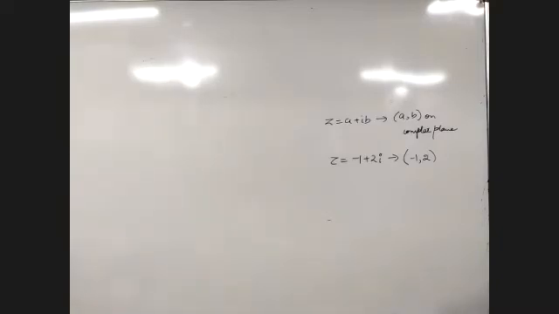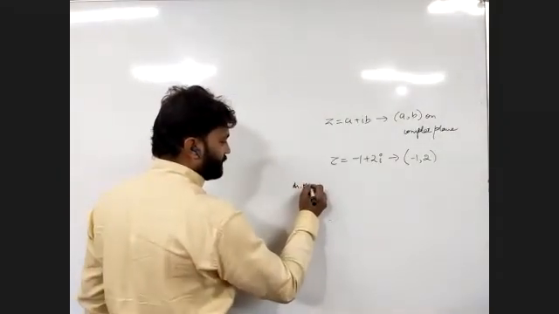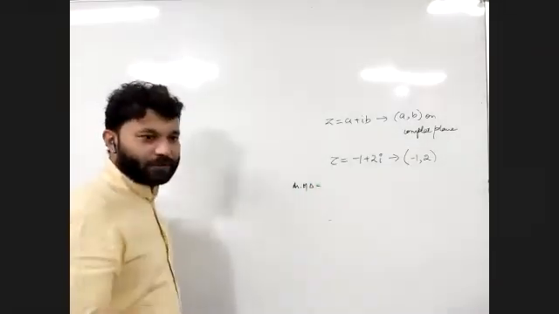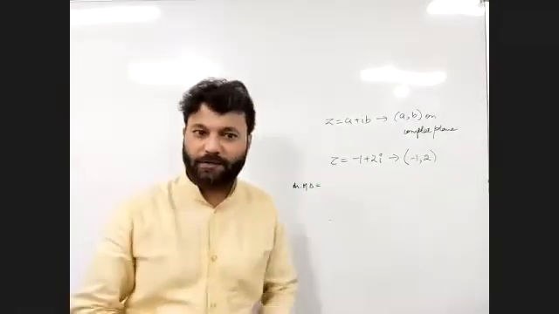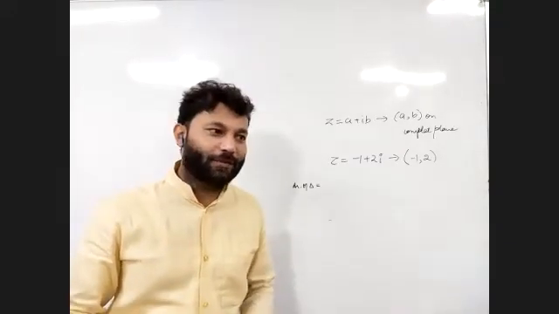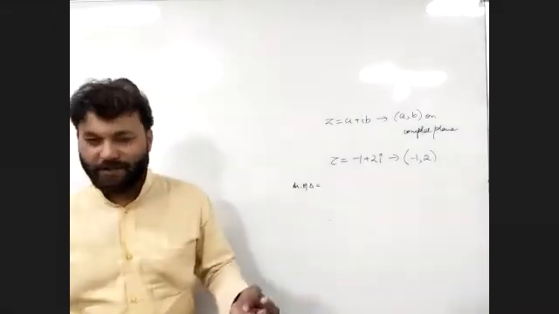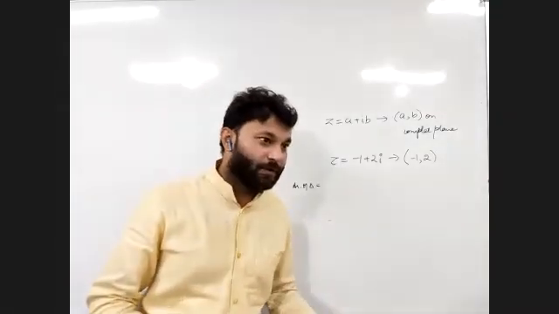So now look at this. Exercise 7.5. A small formula is involved here: the formula for the area of a triangle. All of us know the formula for the area of a triangle. What is that? Half base into height. That is not the only formula. That is one of the formulae for the area of the triangle. We have Heron's formula also.